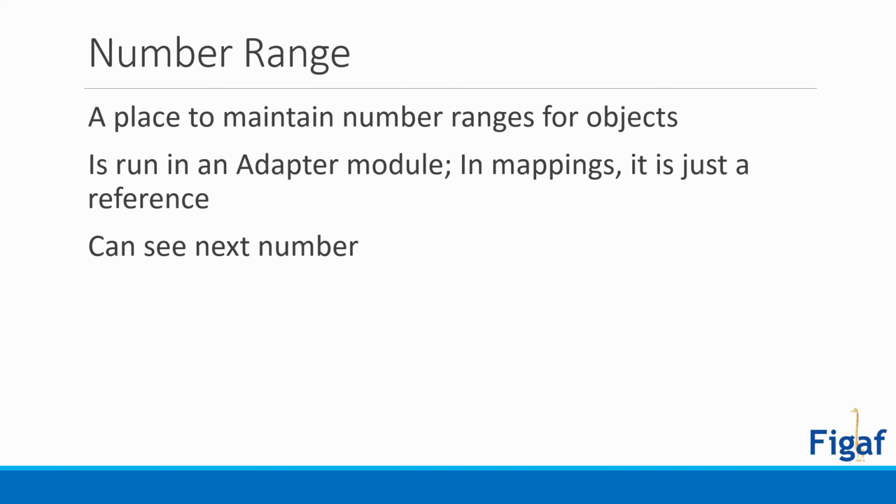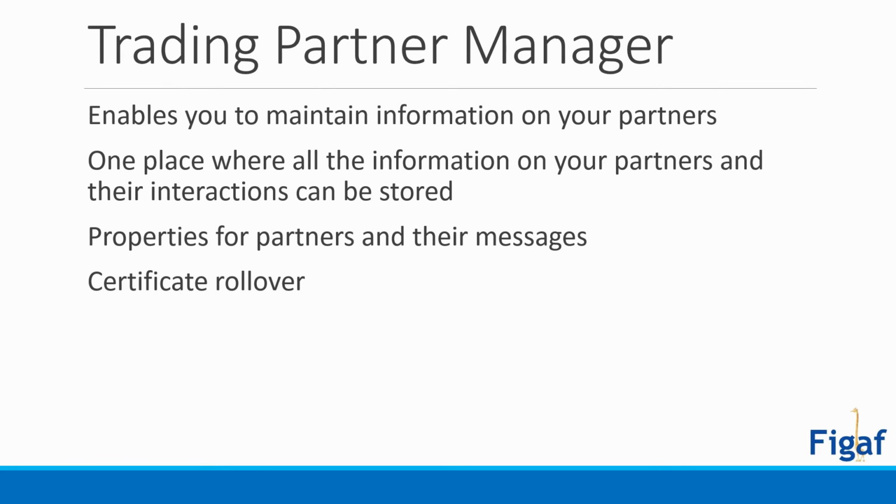If the message fails when you're trying to deliver it, it will not count that number yet. So it will first be counted when the message is being delivered, and not if the message is failing in the mapping engine. So that makes it a lot easier if you're using some of these functionalities.